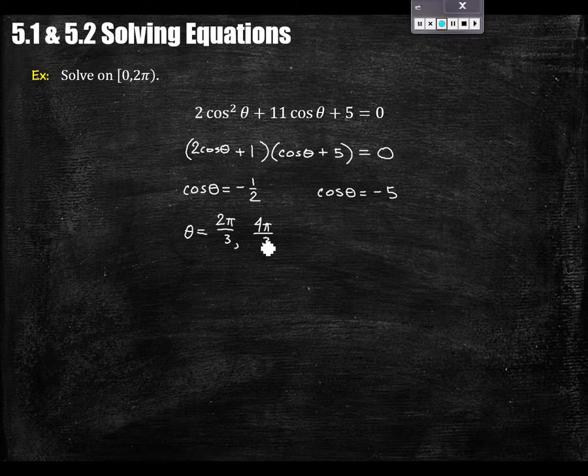Cosine theta equals -5, when theta equals. Talk to me about this second piece here. I need some help. Talk to me about the second piece.